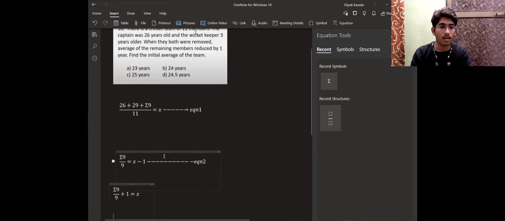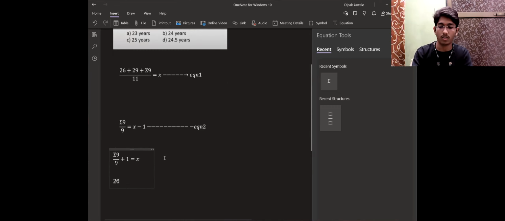So let's compare it. So 26 plus 29. We are doing some summation. So this is equal to our equation number 2. Now what we will do, we will solve this equation.